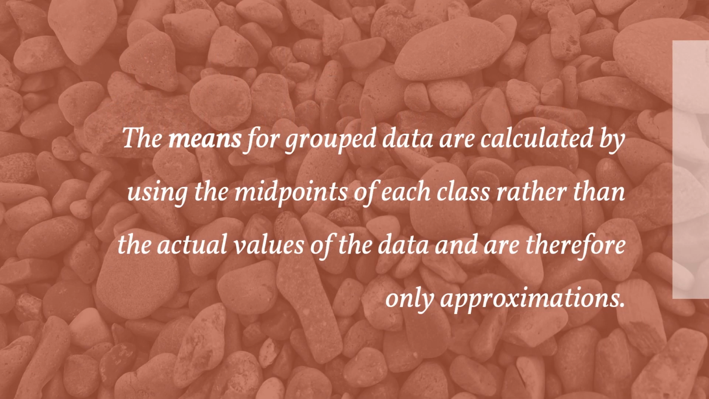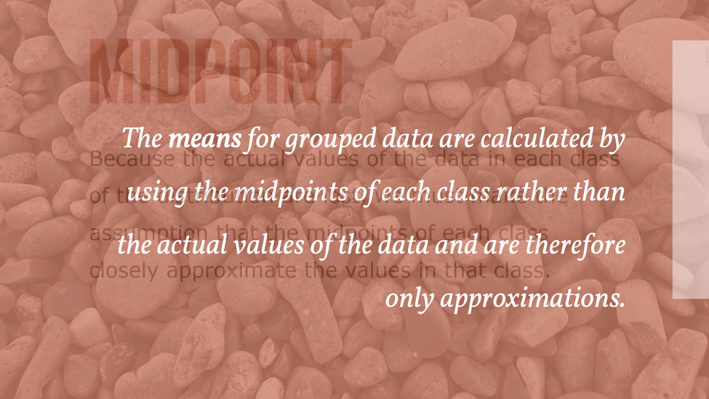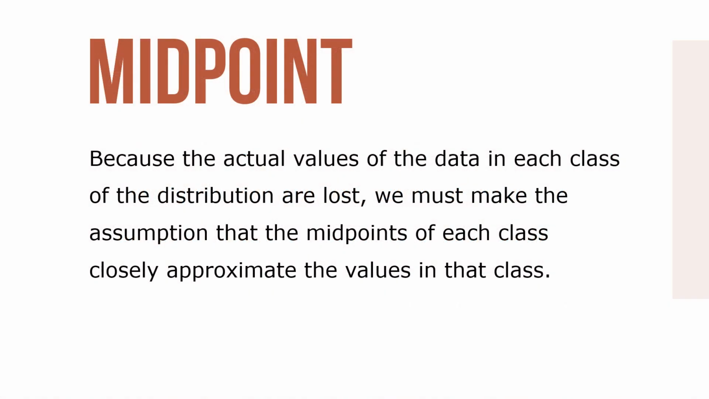The means for grouped data are calculated by using the midpoints of each class rather than the actual values of the data, and are therefore only approximations. Because the actual values of the data in each class of the distribution are lost, we must make the assumption that the midpoints of each class closely approximate the values in that class.